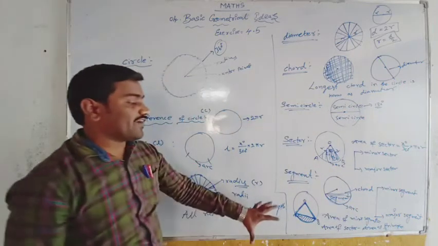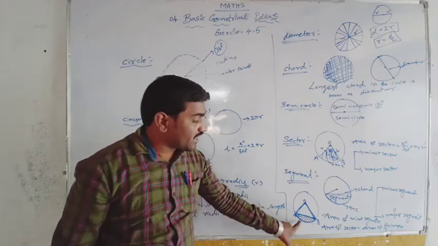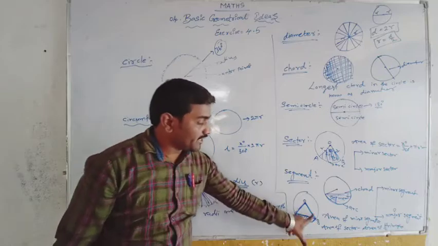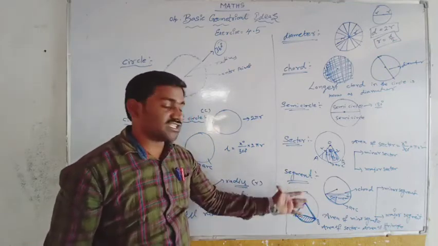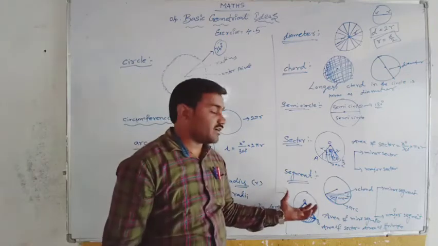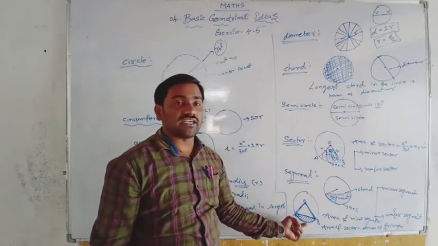Area of triangle. Those formulas are useful in your higher sections. To find the area of a minor segment, the formula is area of sector minus area of the triangle. For the major segment there is also a formula: area of major segment is area of circle minus area of minor segment.